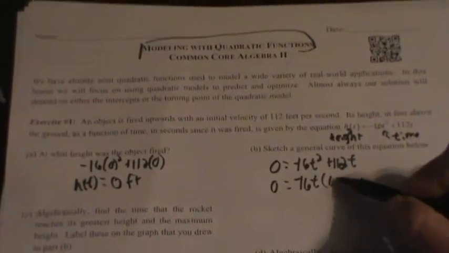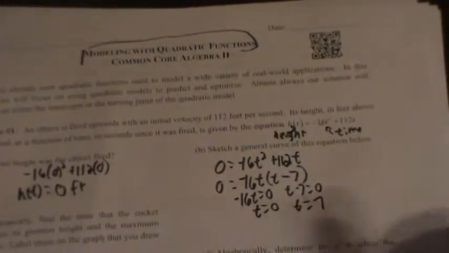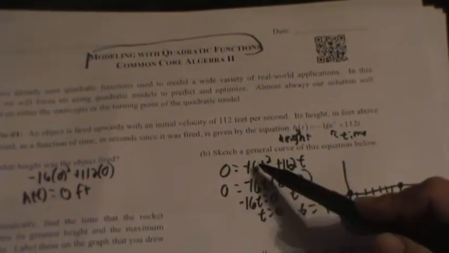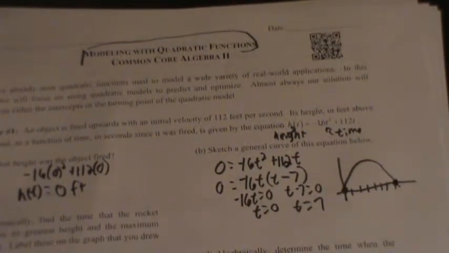What's left here: negative 16t squared divided by negative 16t gives me t, and 112 divided by negative 16 gives me a negative 7. Then we set each factor equal to 0. So negative 16t equals 0, and t minus 7 equals 0. So t equals 0, and t equals 7. That tells me my roots, or my x-intercepts. For a general graph, I have one x-intercept at 0 and another at 7. It has to open down because the number in front of t squared is negative, so it looks roughly like that. It opens down, and these are my intercepts.